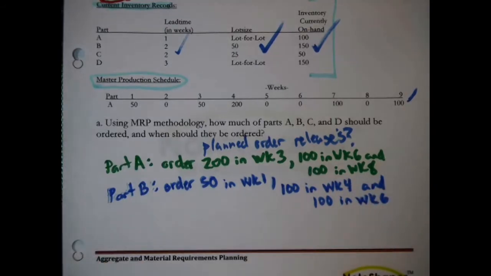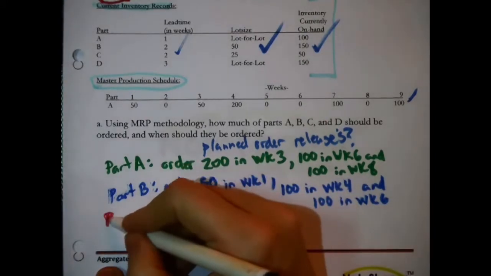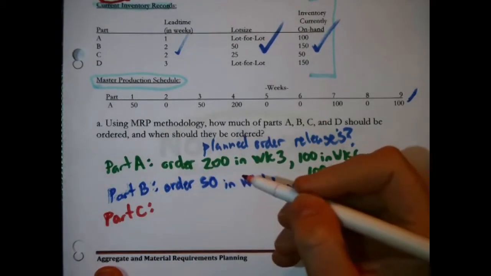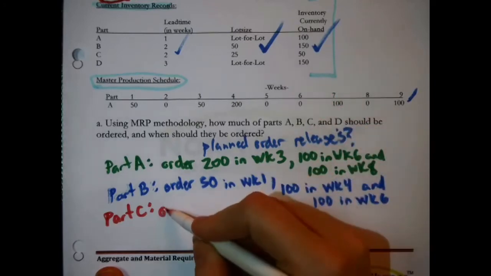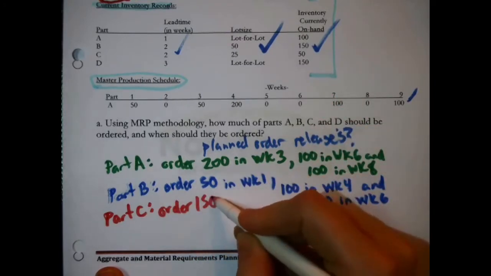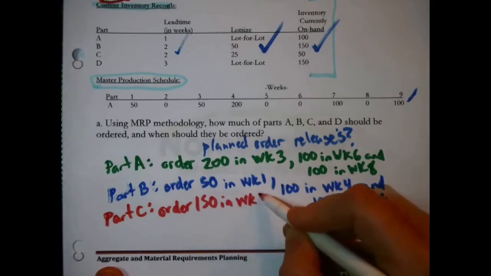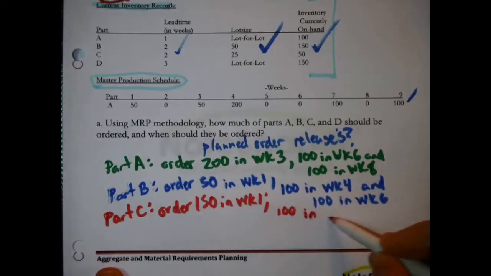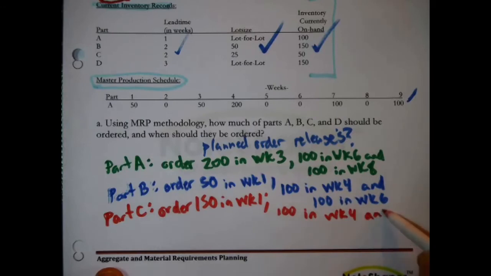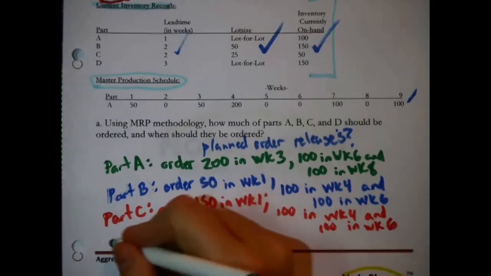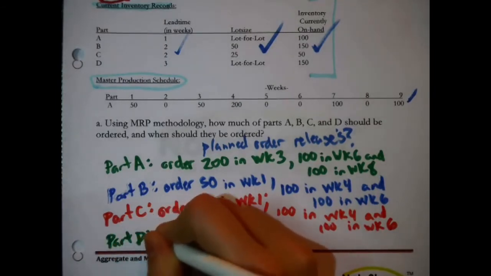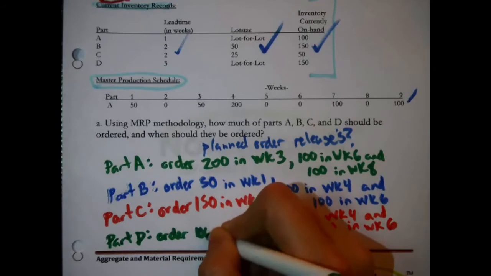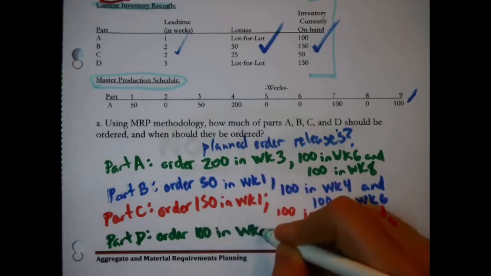Okay, then for Part C, again, the only thing I'm doing here is just reporting the planned order releases. For Part C, order 150 immediately. 150 in week 1, 100 in week 4, and 100 in week 6, very similar to Part B. And then for Part D, there's just that one order. Order 100 in week 3.